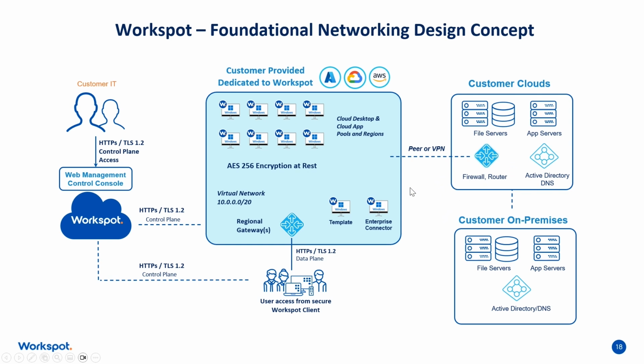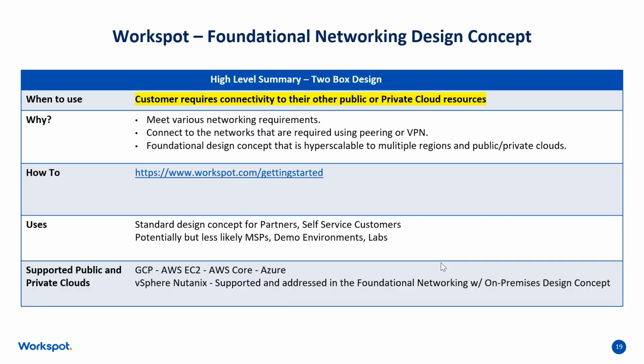It's a fundamental thing. Now, if you notice, why we call it a two-box design is because we have the Workspot box and we've got the box that we connect to. Where that box we connect to goes from there, there's all kinds of possibilities, but that's outside of the scope of Workspot. And, as you can see, those boxes typically have an on-premises connection already. And so that's where we come into play. And again, this is simply where a customer requires connectivity to other resources.